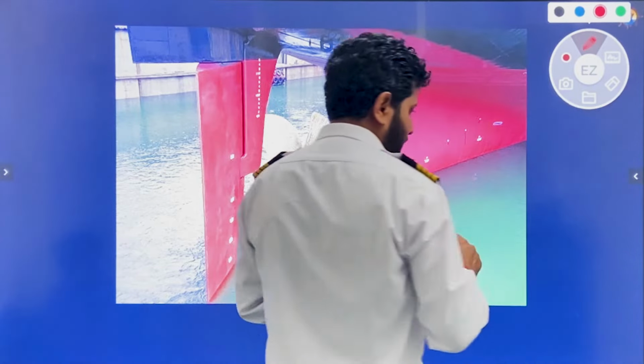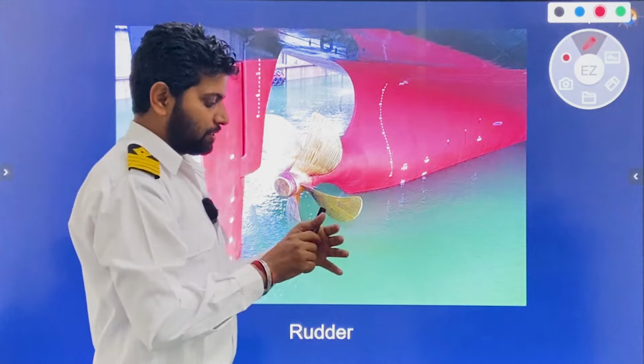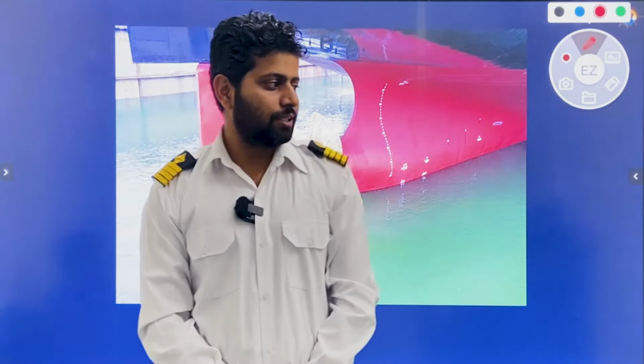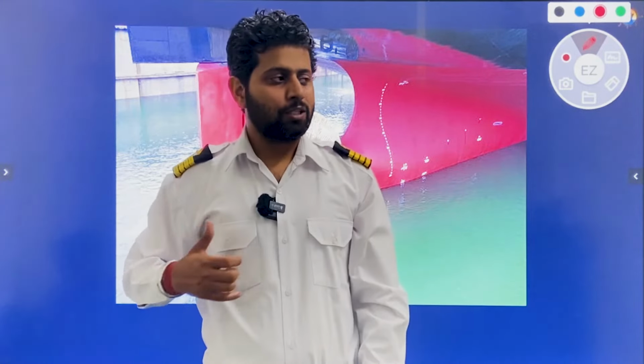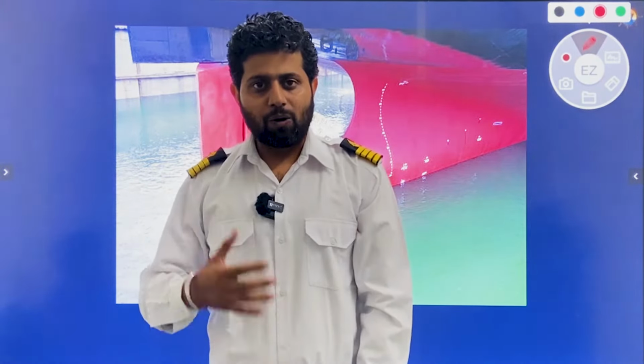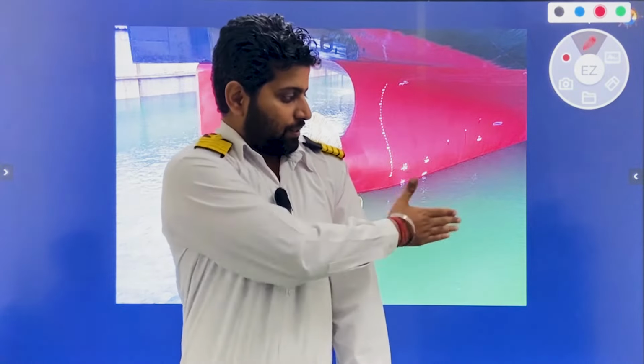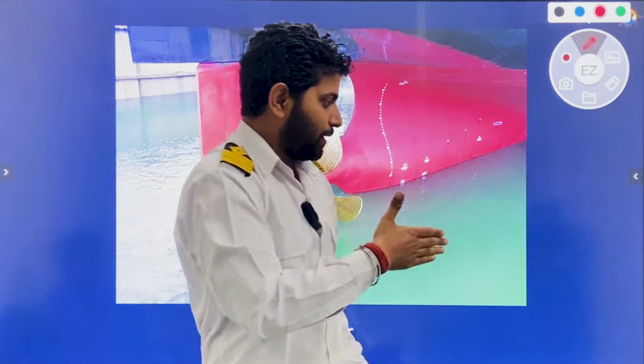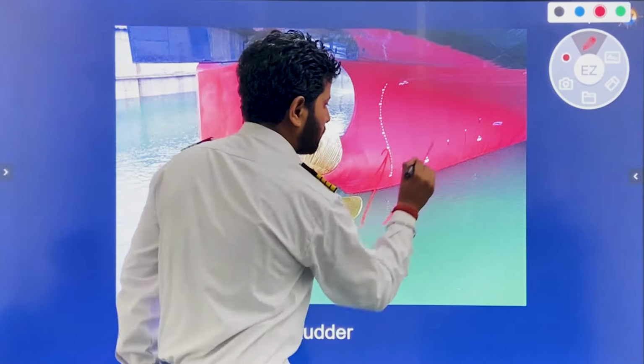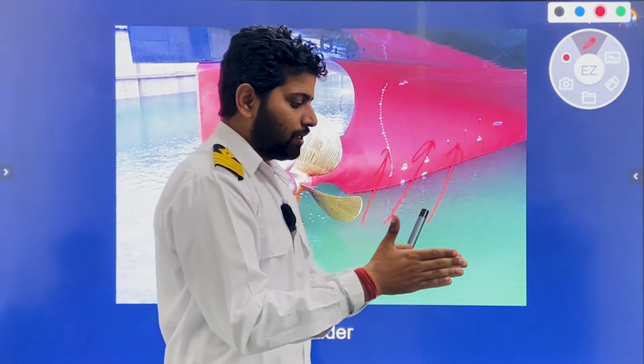I'll show you over here. If the propeller is turning over here, water is coming like this. If I am the rudder and I am straight like this, the water just goes like this, nothing happens, and the ship moves in forward direction. No problems. Now I am the rudder, and from the steering gear, somebody turns me 10 degrees. Now when the propeller is pushing water backwards, the water comes, hits me, and goes like this. When it goes like this, a force is generated, an equal and opposite force, which acts in this direction. So this force acts on the ship body like this, and the ship's side starts turning this way.